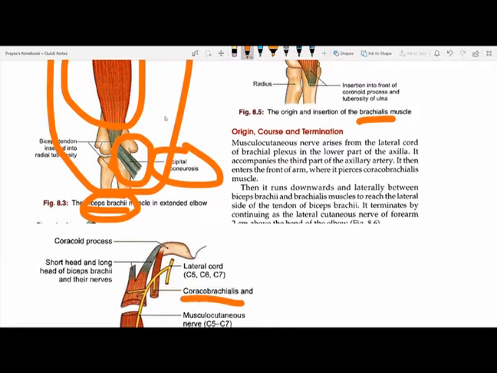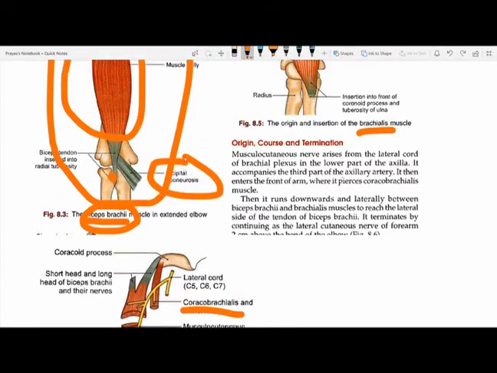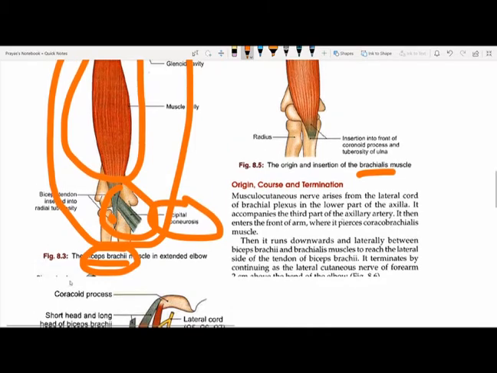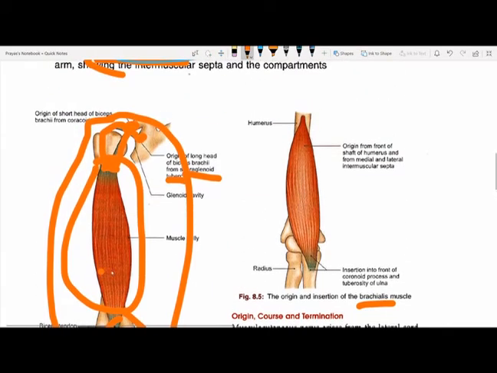The bicipital aponeurosis separates the median cubital vein, which is the vein that doctors use to draw blood from your arm, and your brachial artery. So the bicipital aponeurosis acts like a border between the brachial artery and the median cubital vein. This one is important. So that is all about the biceps brachii, or basically your biceps.